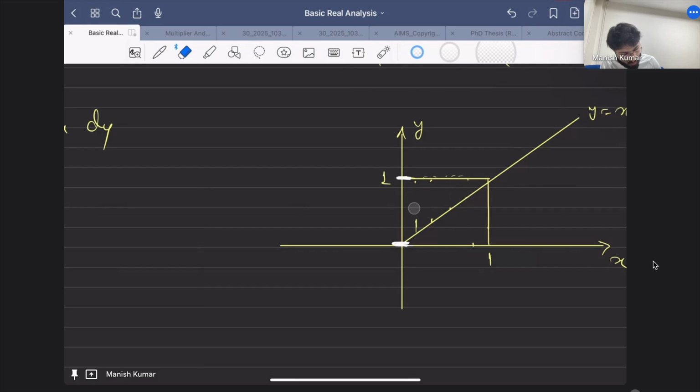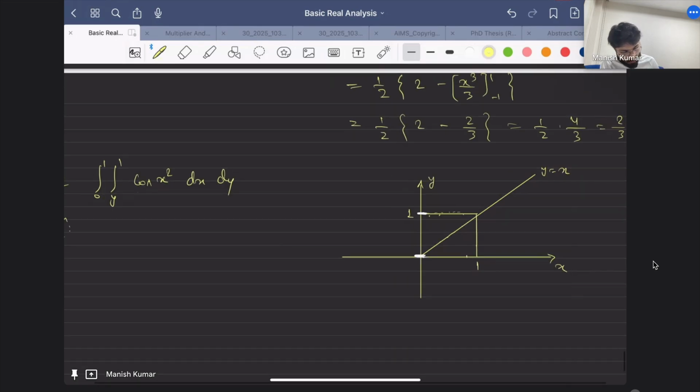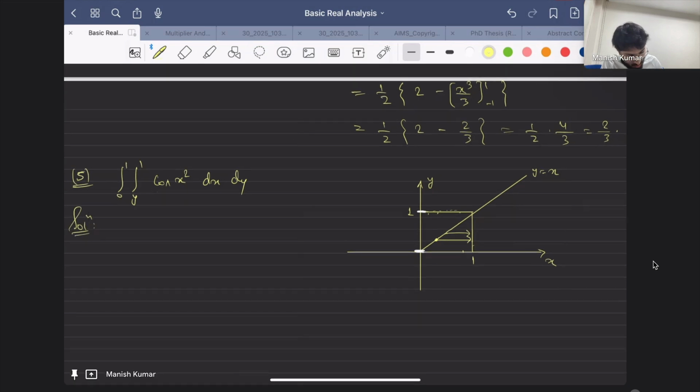So this would be, this is correct, I think. No, x is varying from y to 1, so x should be like this, right? So x is varying from y to 1, and y is varying from 0 to 1. Yes, sir. Yeah, I think this would be correct.